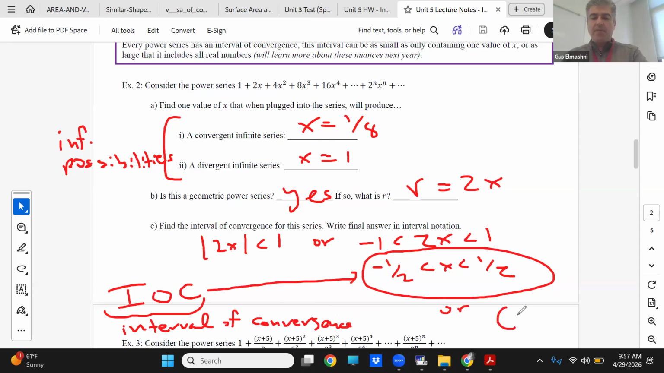Or you could write it like this in interval notation. That's fine as well. It also works. So that should be pretty straightforward. Just figure out what R is in terms of X and throw it into this inequality and solve it, right? It's not that hard.